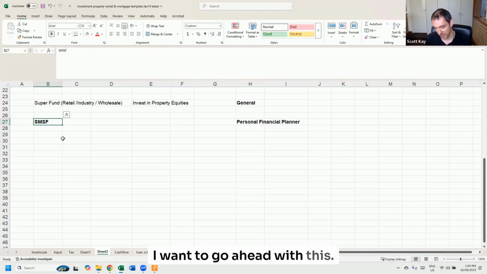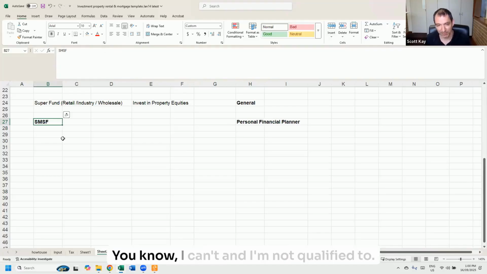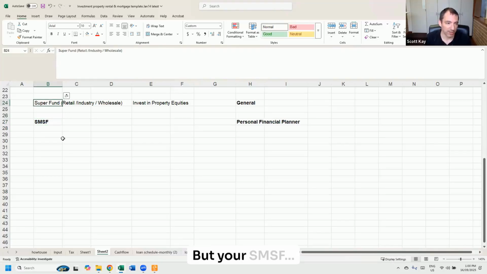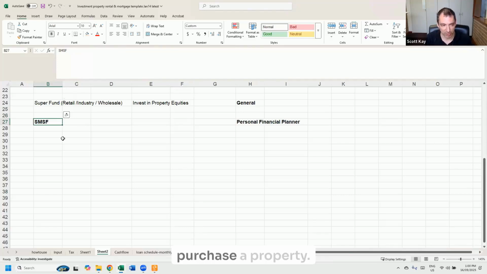I want to go ahead with this. But yeah, definitely not wanting to provide financial advice, just looking to provide information to help you get ahead. I'm not qualified to provide information about specific financial products. But your SMSF can be set up when you're interested to purchase a property.